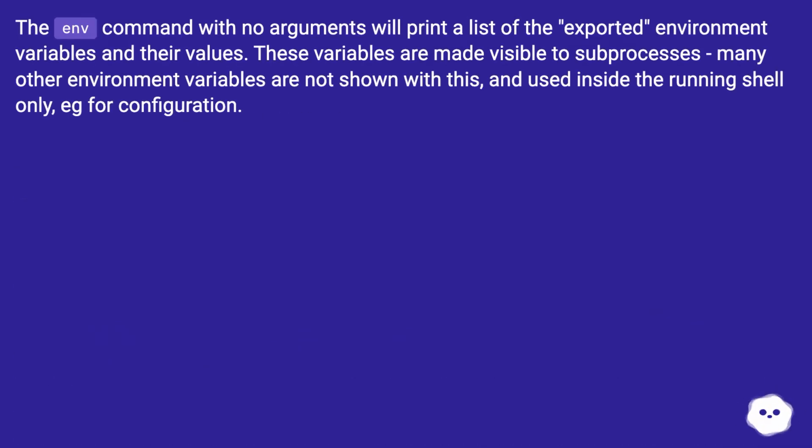The env command with no arguments will print a list of the exported environment variables and their values. These variables are made visible to subprocesses. Many other environment variables are not shown with this, and are used inside the running shell only, e.g. for configuration.